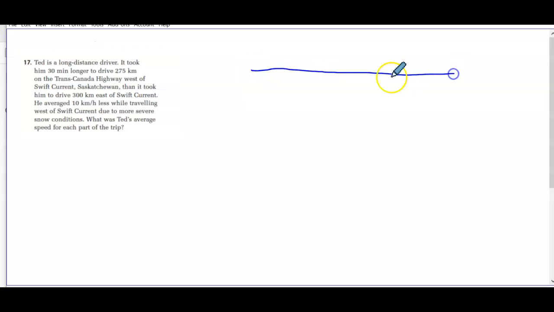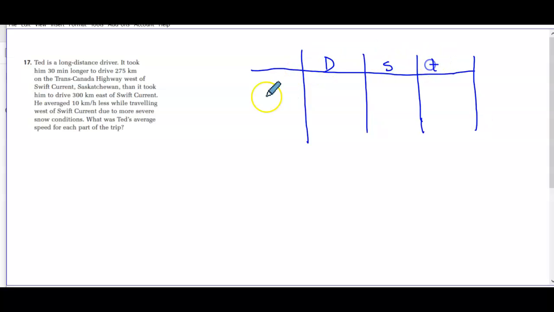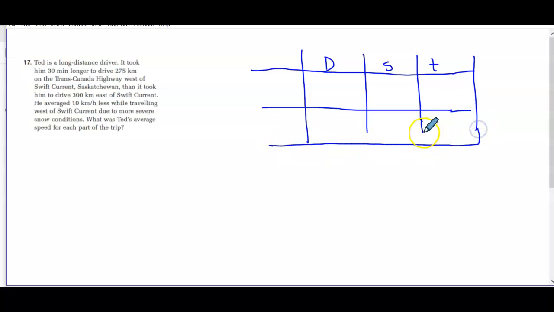Anytime you have a distance, speed, and time, I do a T-chart. Well, just a chart. So distance, speed, and time. And there's two cases usually. So this is the west portion, and then this is the east. Okay, so 275 is the distance on the west portion, 300 on the east portion.